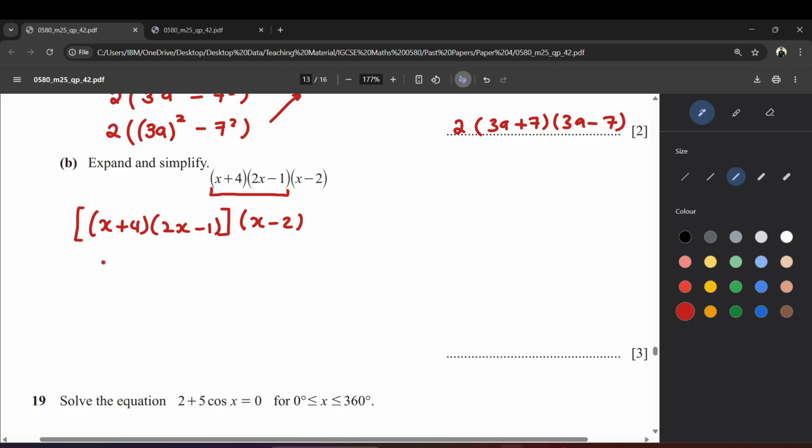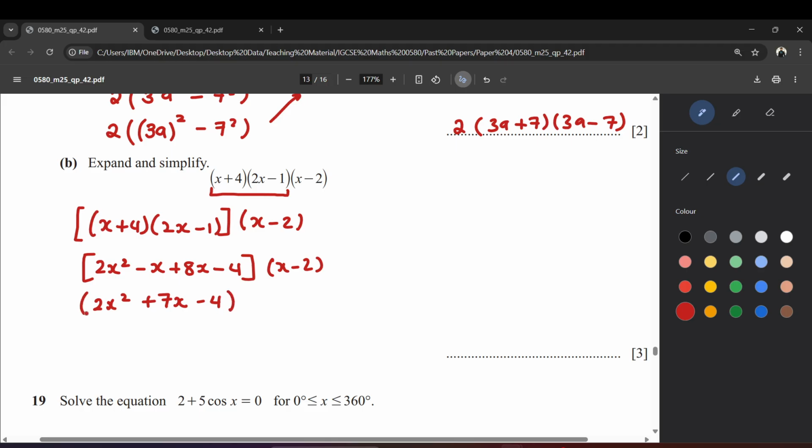x times 2x is 2x squared. Then x times minus 1 is minus x. 4 multiplied by 2x is plus 8x. And 4 multiplied by minus 1 is minus 4. Again, draw the square bracket, and x minus 2 is still outside. 2x squared will be written just like that. Minus x plus 8x gives us plus 7x minus 4.